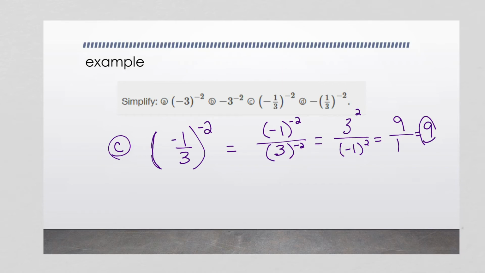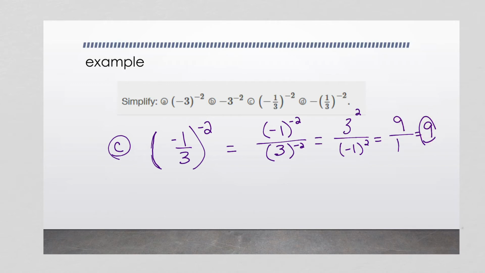Now, I've noticed that some of you are putting, in your homework, like if you end up with a whole number and it's over 1, I've noticed that some of you are putting this answer on your paper. Keep in mind that if you can write something in a shorter way, you should.